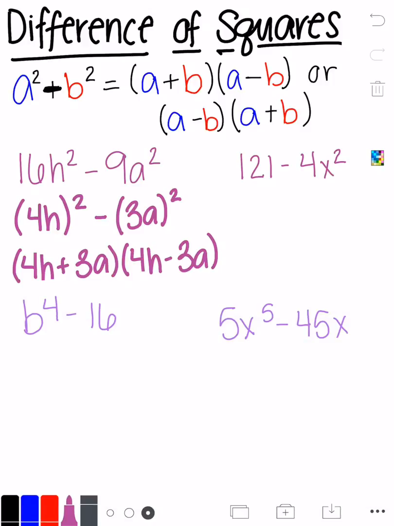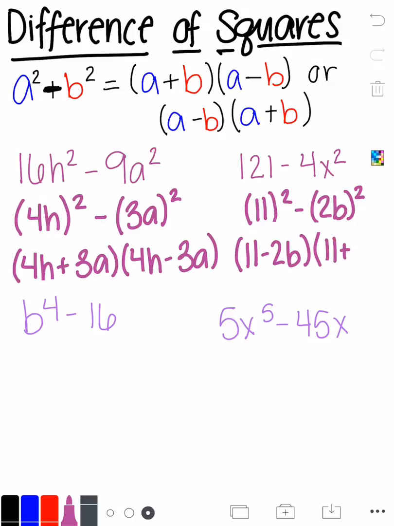This next one, same color. We have 11, because that's 121, squared minus 2b squared. We're going to write that as 11 minus 2b and 11 plus 2b.